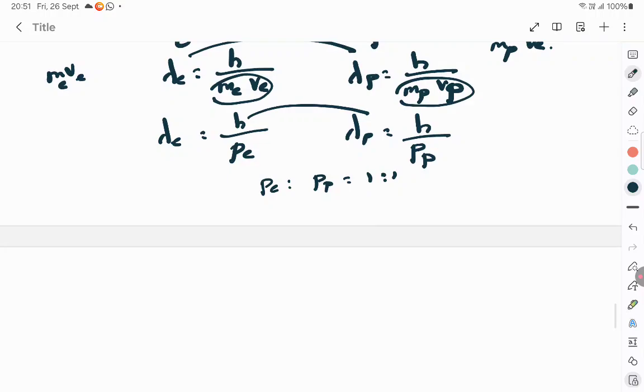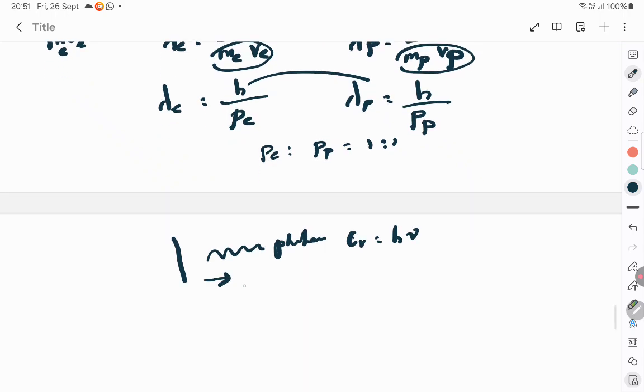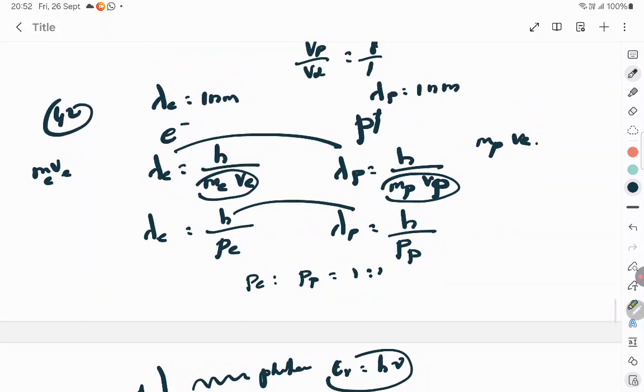There is also another question: compare the energy of the photon with the kinetic energy of the electron. The energy of the photon is h nu. The kinetic energy of the electron is half mv square. But I can't say that this is equal to this unless they give the work function as 0. They didn't specify anything like this in the sum. An electron and a proton have a de Broglie wavelength of 1 nanometer; the ratio of the linear momenta; compare the energy of the electron and a photon. I'm sorry, this is not a proton, it's a photon.